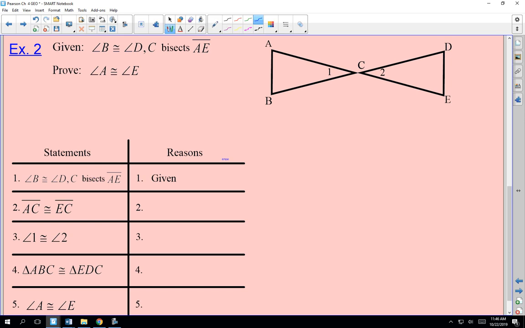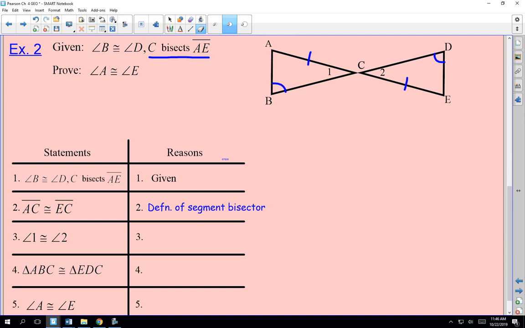that angle B is congruent to angle D. I'll just go ahead and mark those. Angle B is congruent to angle D. That's given. We're also given that C bisects AE. Using that fact, that C bisects AE, that puts C as the midpoint of that segment. Therefore, AC is congruent to EC. That's by definition of segment bisector.